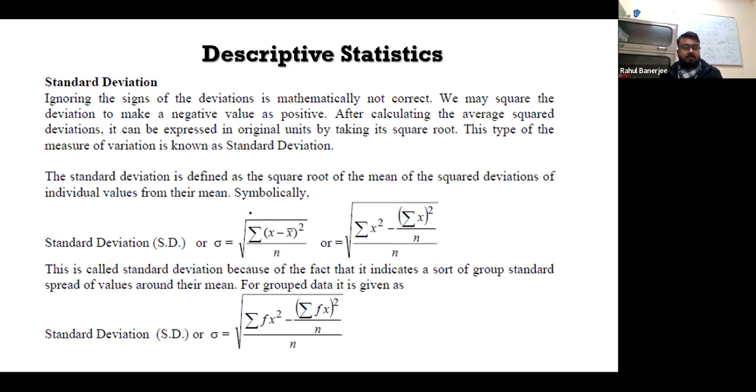So what we are doing is that the formula for mean deviation and standard deviation is almost the same, but instead of using a modulus value, here we are using a square term, and then we are taking the square root of this. If I don't take the square root, this is known as the variance. But since I'm taking the square root, it is known as the standard deviation, and this is the best measure of dispersion that we have.